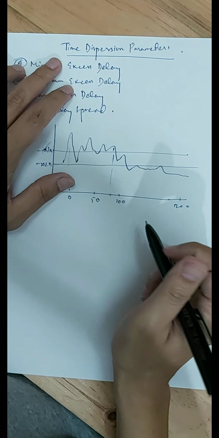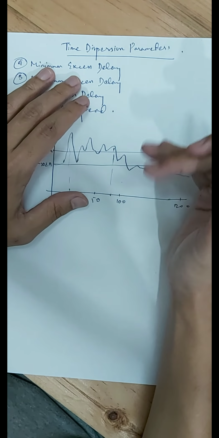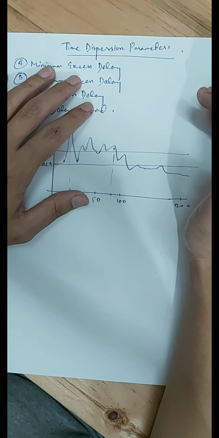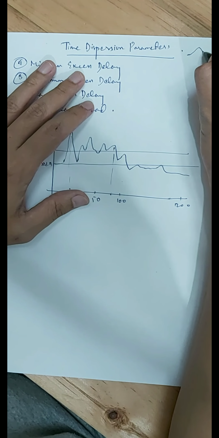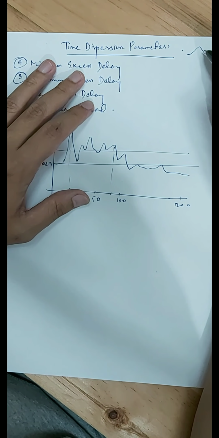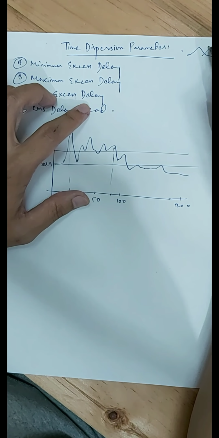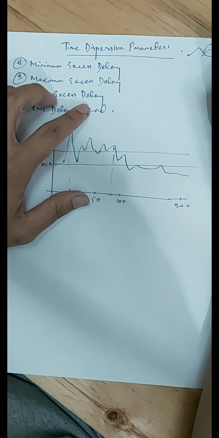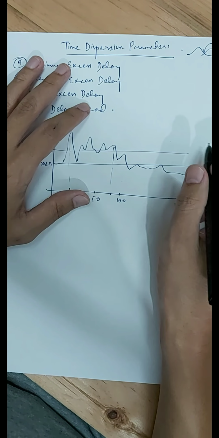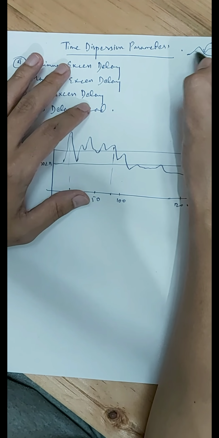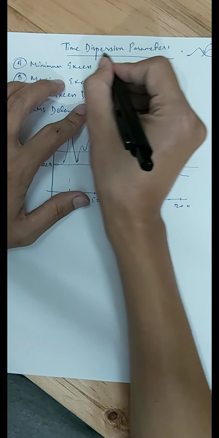What is time dispersion? Time dispersion is broadening of pulse as the signal is transmitted through the channel. As the signal spreads over time, it might overlap with other signal. In that kind of case, it causes ISI, intersymbol interference. That phenomenon of spreading or broadening of pulse or signal is called time dispersion.